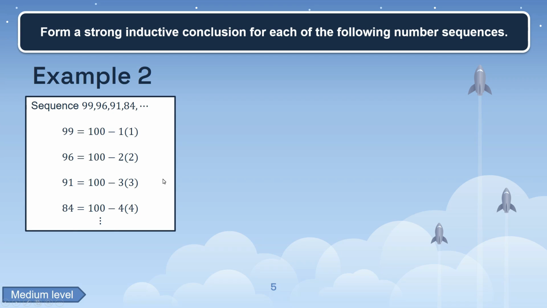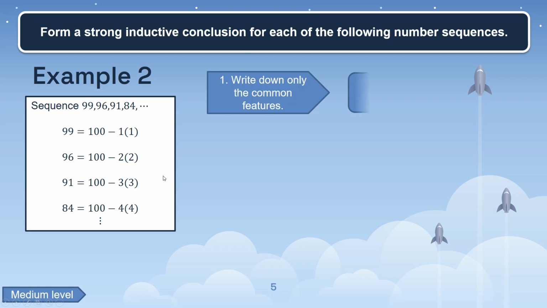Okay, for the first step, just like example 1, we write down only the common feature. This is for the first step. What is the common feature? 100 and the minus signs. The difference is this one, 1, 2, 3, 4, and the number in the bracket 1, 2, 3, 4. And then already done with the first step, then we go to the second step.